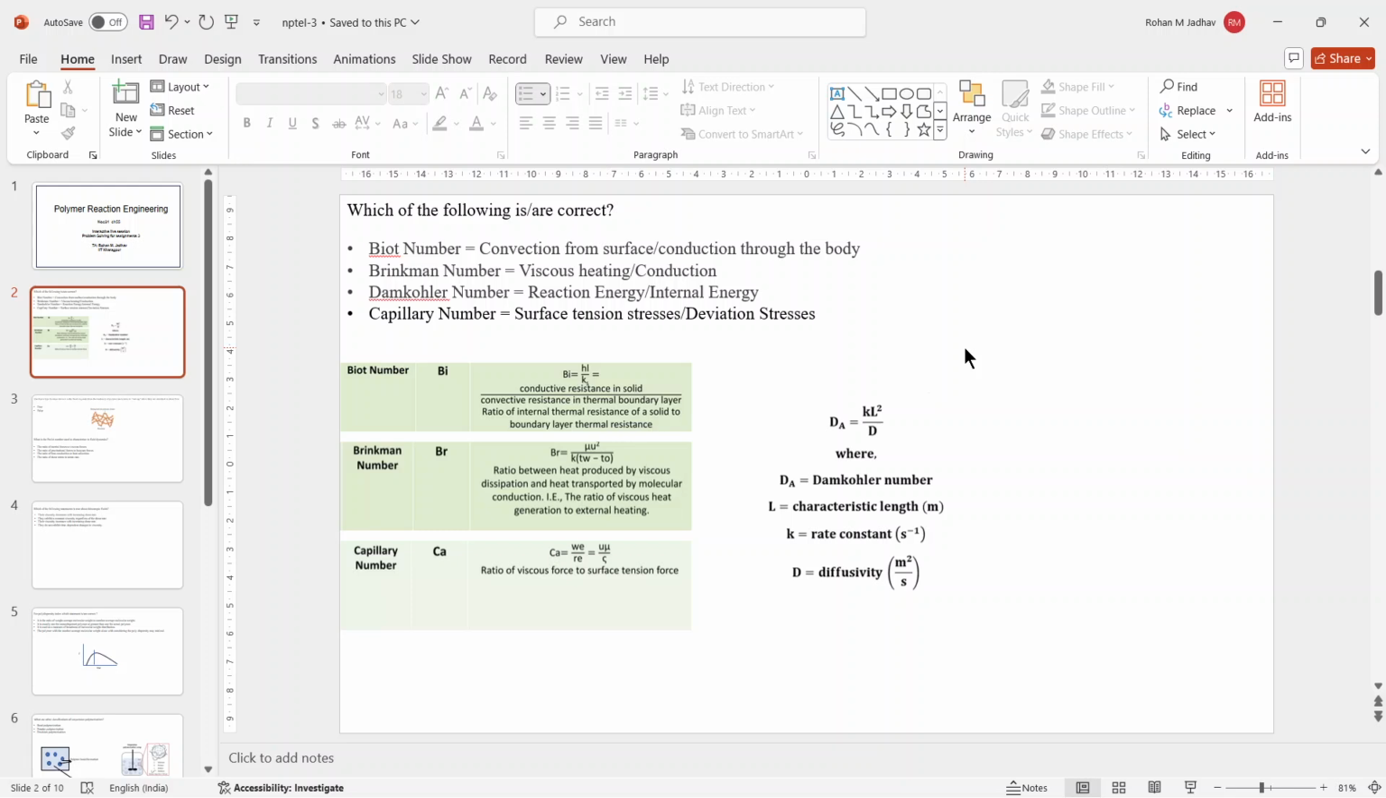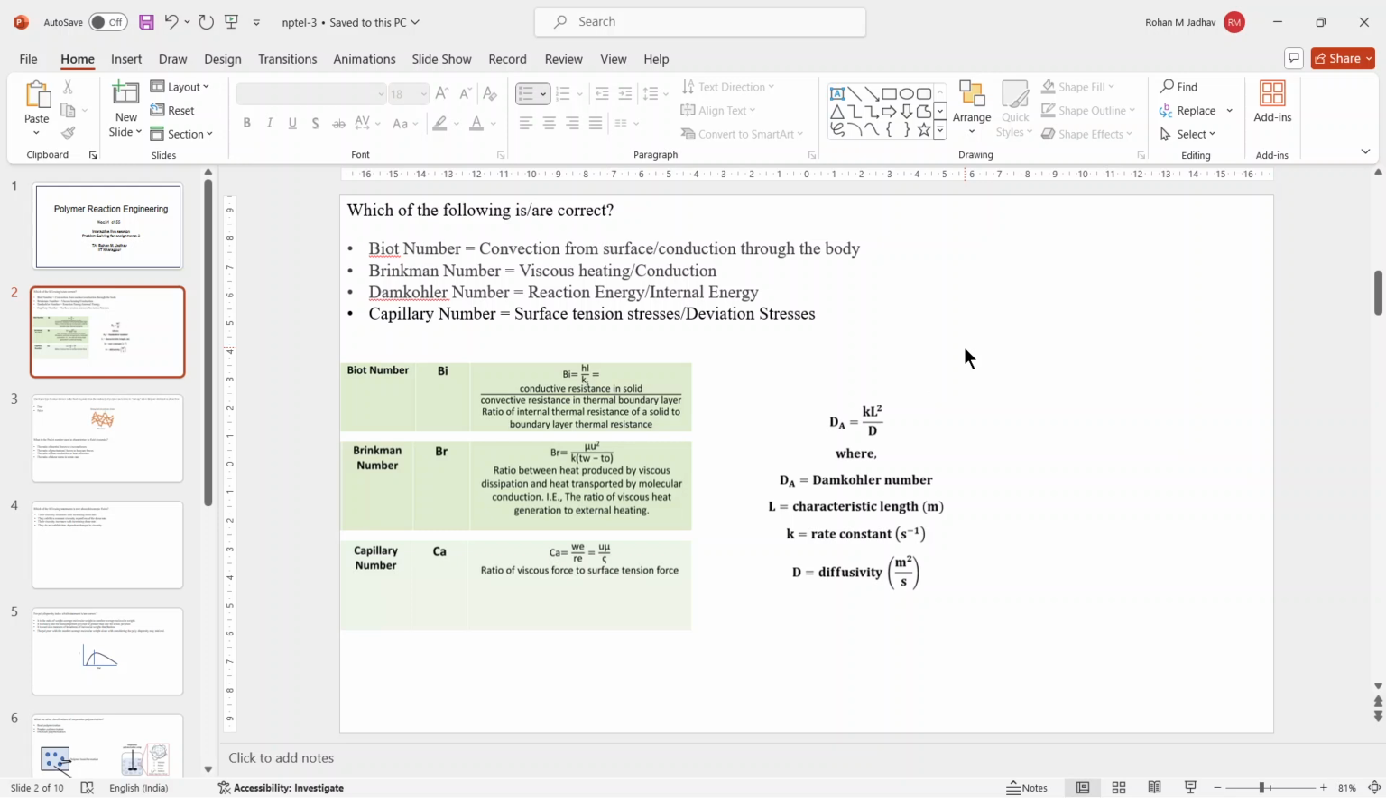This is basically useful for polymer reaction engineering because polymers are quite viscous, and any kind of shear forces or any kind of forces acting on the polymer heat them up because they are viscous, and any movement in their body will create heat dissipation. So the viscous heating is shown right here: viscous heating divided by the conduction, conductive heat transfer. Next we have the Damköhler number, the definition for which is given right here.